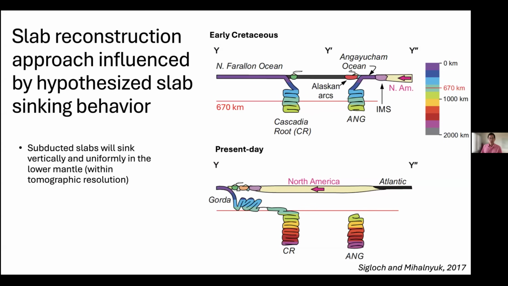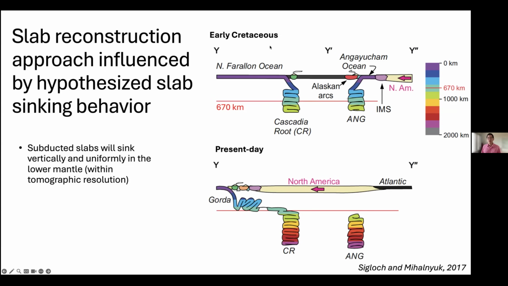Now, how we reconstruct slabs is heavily influenced by how we think slabs are sinking in the mantle. So this is a great example of a very reasonable hypothesis. The hypothesis is that if there were subduction zones in the early Cretaceous and slabs are sinking, we can hypothesize that these slabs sink vertically, so that if we go to a present day snapshot, these slab walls that are forming are basically sinking vertically into the mantle, and we can find them underneath the subduction zones where they formed in the past.